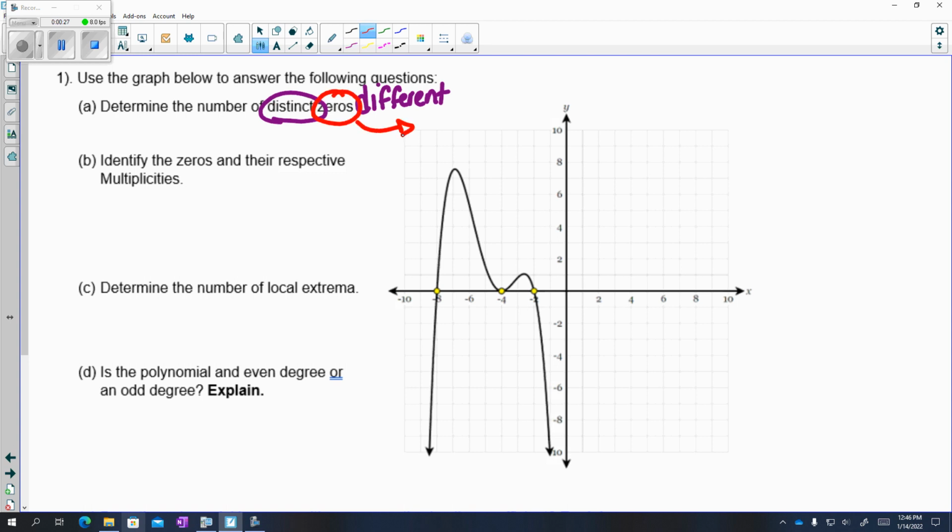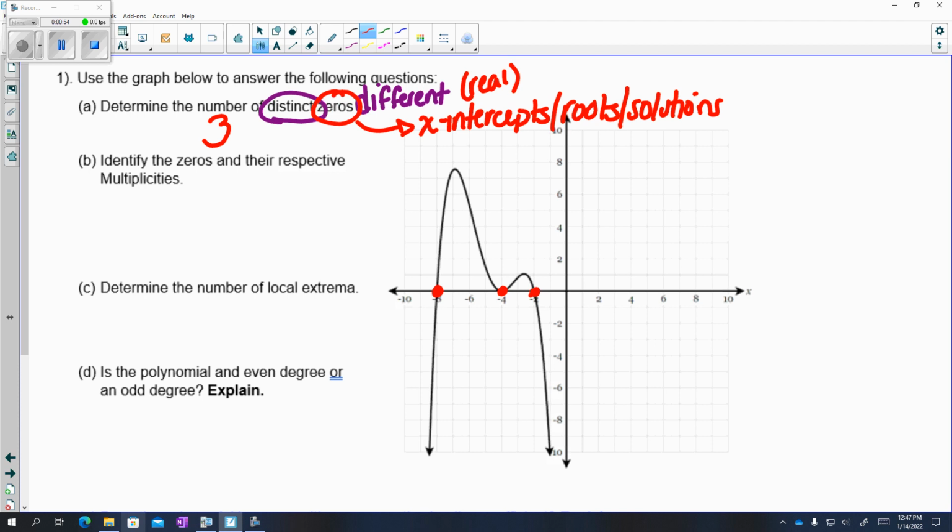Zeros is the same thing as x-intercepts, roots, or solutions. They are only x-intercepts if they are real. If they're imaginary, they won't show up on the x-axis. So if I'm looking at my x-axis, I have 1, 2, 3 distinct zeros.